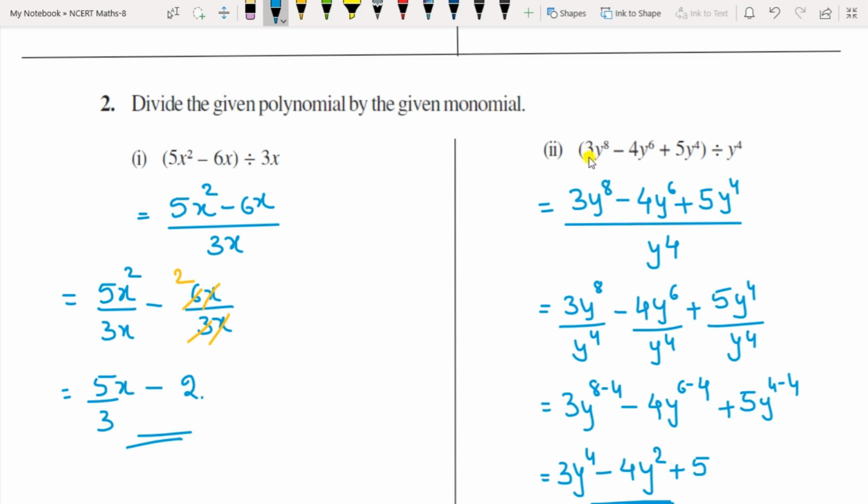In this one, 3y raised to 8 minus 4y raised to 6 plus 5y raised to 4 divided by y raised to 4. So each term you divide by y raised to 4 and subtract the powers, you get this answer.